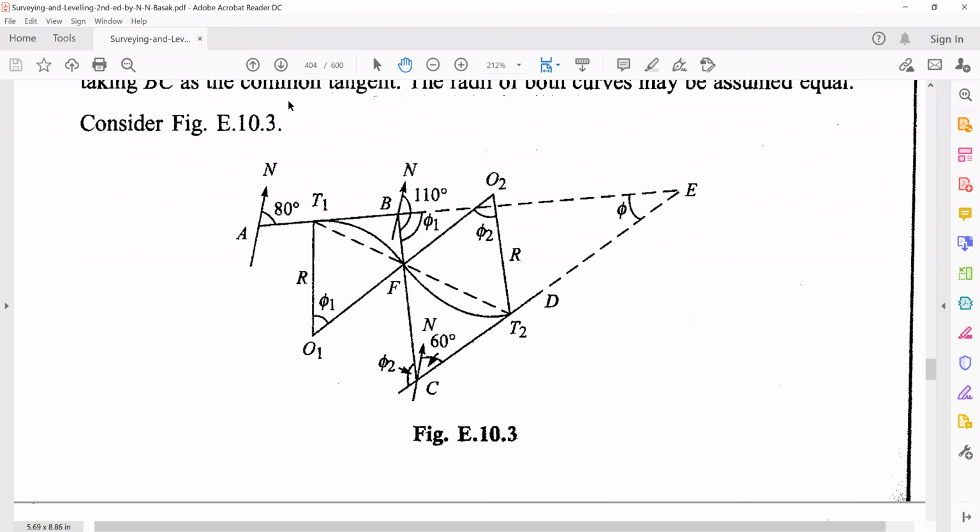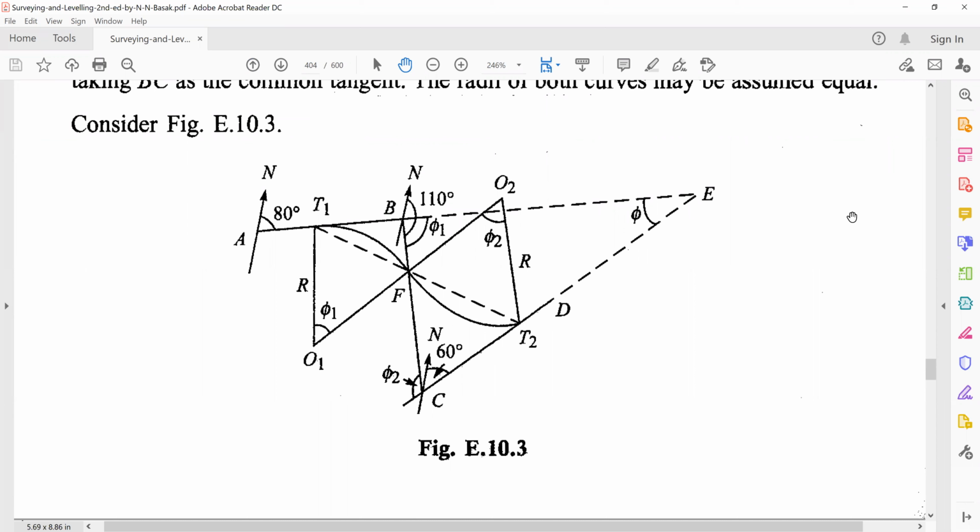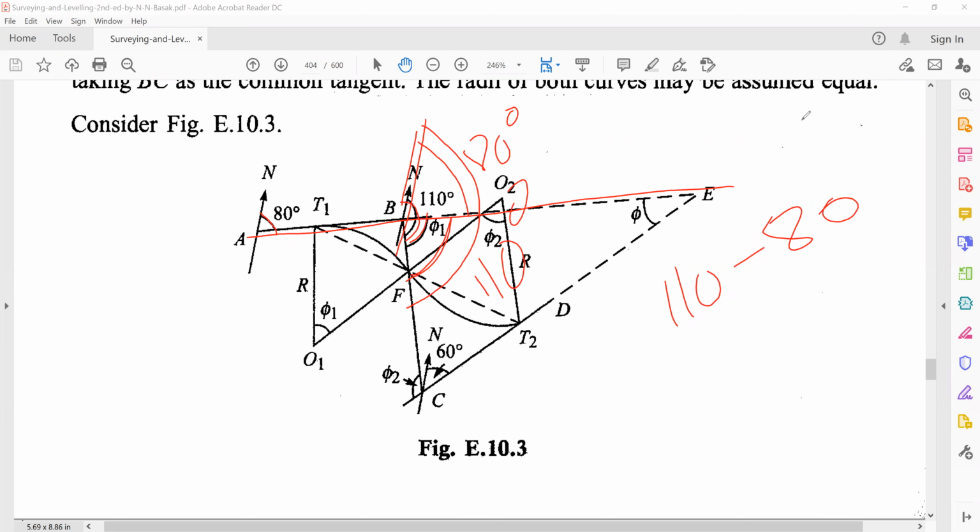So if you see over here, in order to calculate phi 1, what we are given is this bearing, which is 110, and we are interested in calculating phi 1. Now, the forebearing of the side AB was given, and this line is an extension of that. That means if you extend, this angle is 80 degrees, and this is 110. So in order to calculate this angle, we would just subtract 80 from 110, and this would become 30 degrees. So phi 1 becomes 30 degrees.